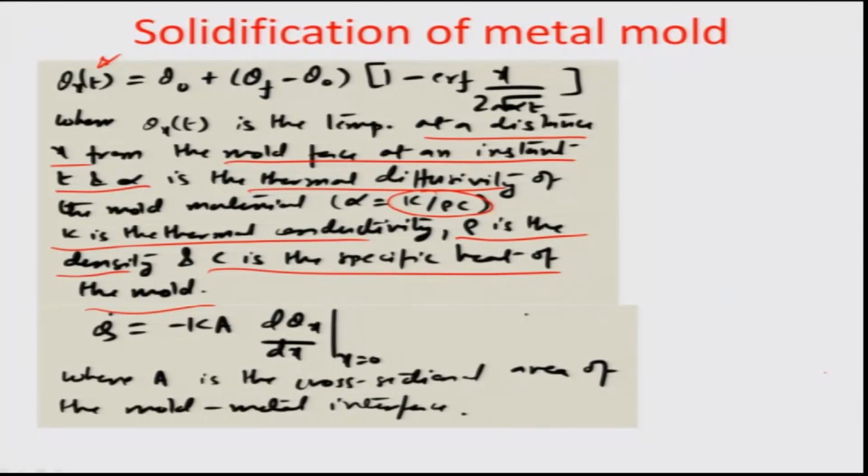therefore, now you already know that the rate of heat flow which would happen from the metal to the mold would really depend on minus K, the thermal conductivity, times the area of the mold interface with respect to the liquid metal, times the gradient of temperature with respect to x. So this d theta by dx is something that we have to look at the boundary x equal to 0.